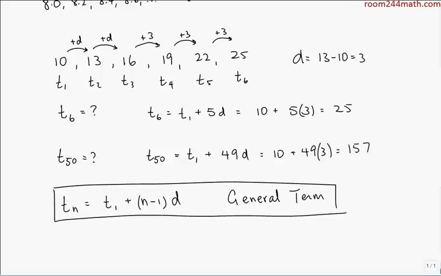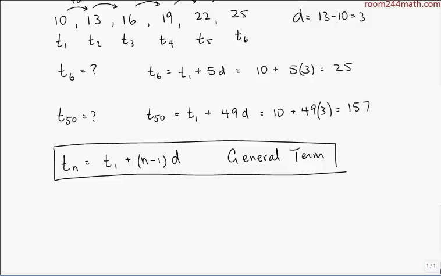That on its own doesn't really tell us too much. What we'd really like to know is the general term for a specific sequence. So let's do it for this sequence that we've been working with. Tn is equal to the first term, which is 10, plus n minus 1 times the common difference, which is 3. Well, let's simplify this expression here. 10 plus, we'll expand that, 3n minus 3. Let's put the 3n first, and then the 10 minus 3 becomes 7.